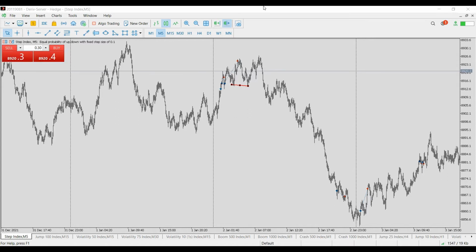And today I'm going to be talking about a very simple strategy you could use to trade synthetic indices. Synthetic indices are basically only offered by Deriv, and to my greatest knowledge, they are the only ones that offer it right now.